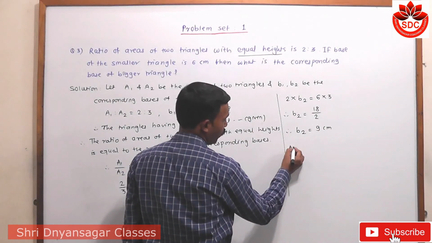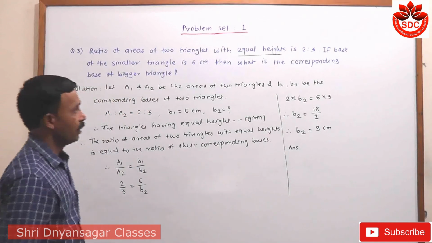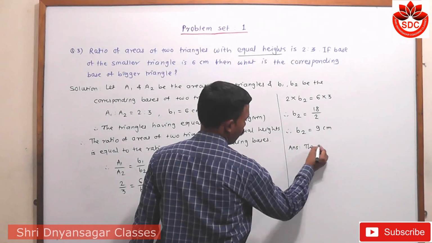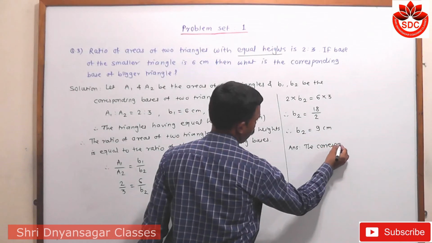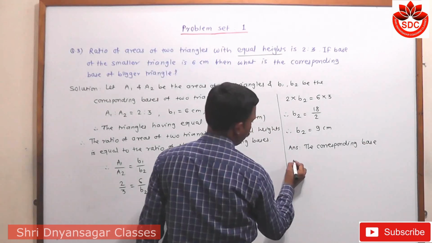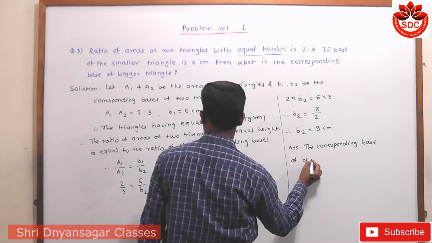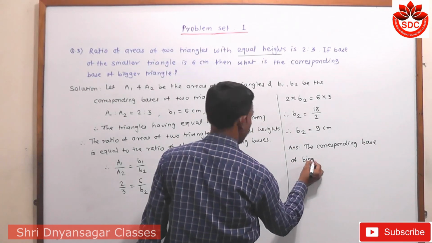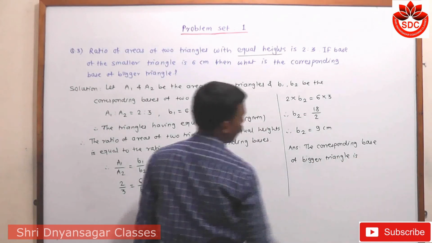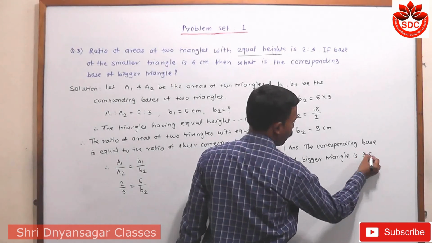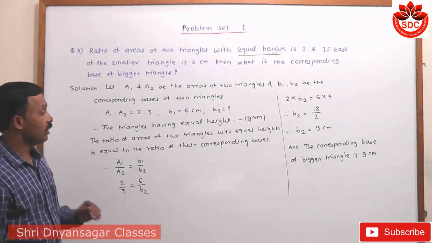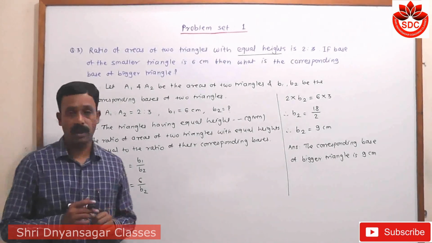Therefore our answer in full sentence is: the corresponding base of the bigger triangle is how much? 9 centimeter. This is our answer. Now this is question number third. Can you understand this?